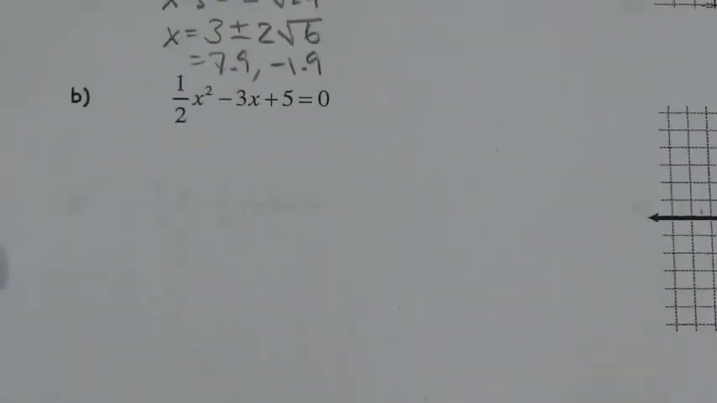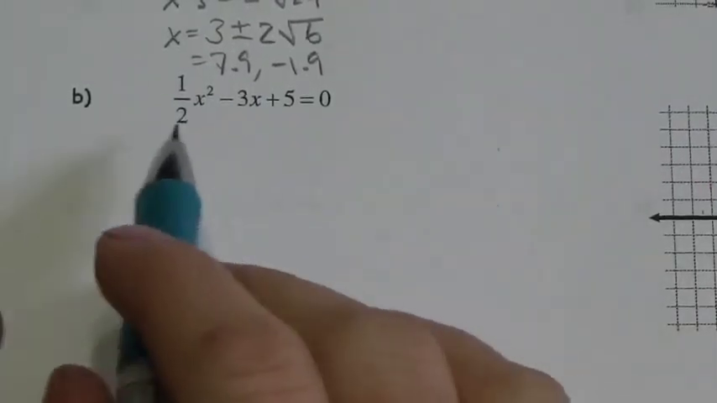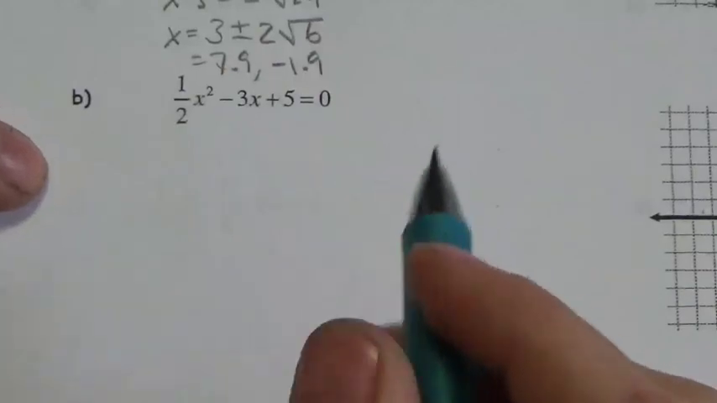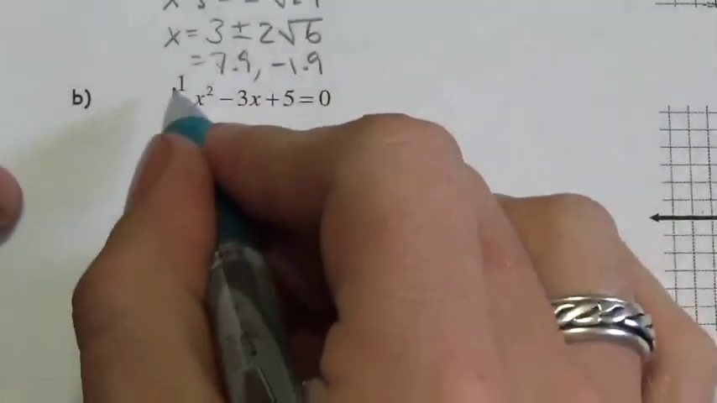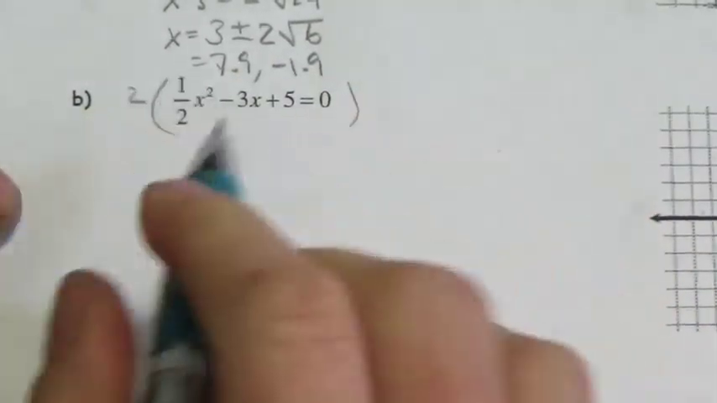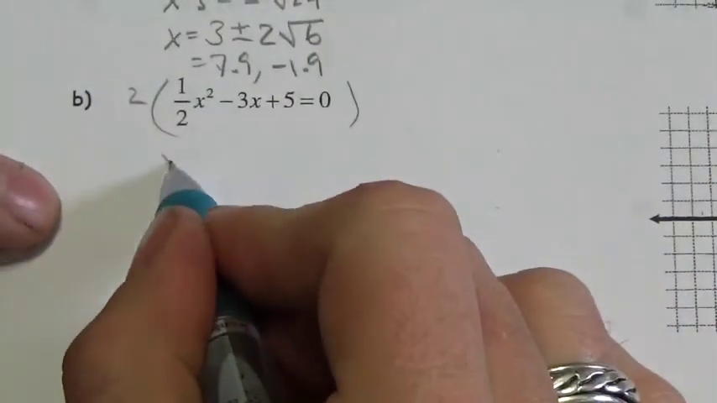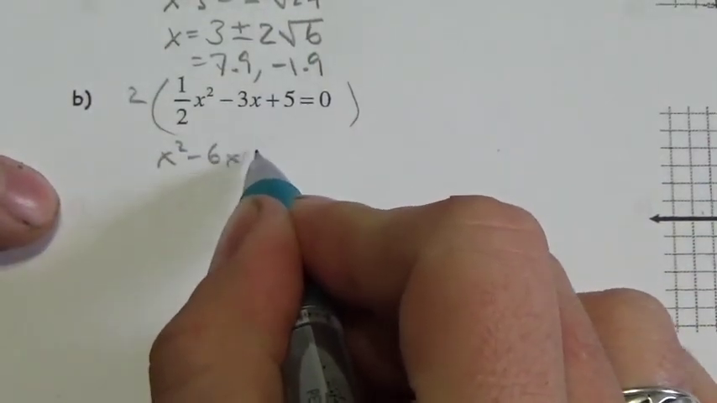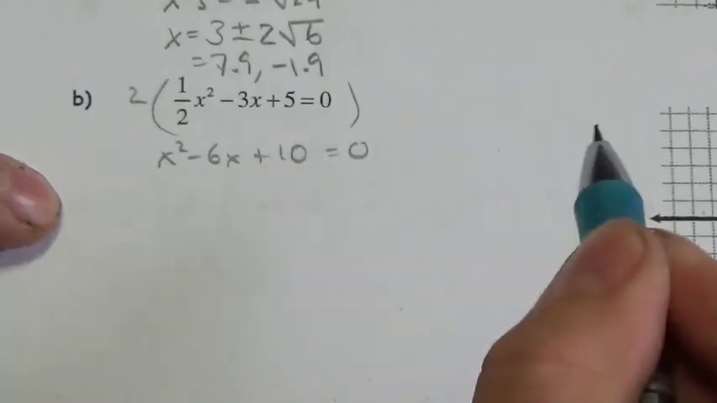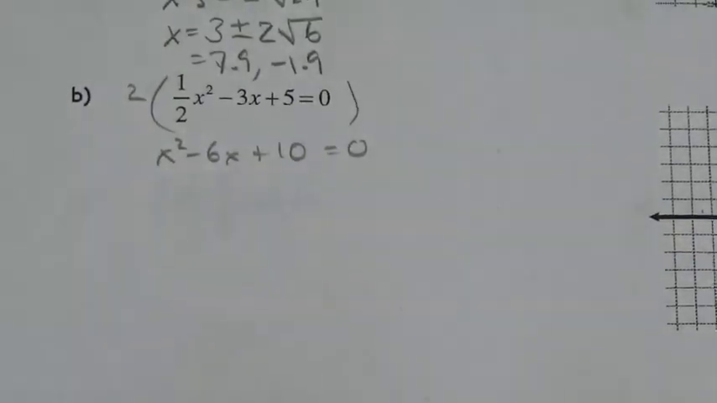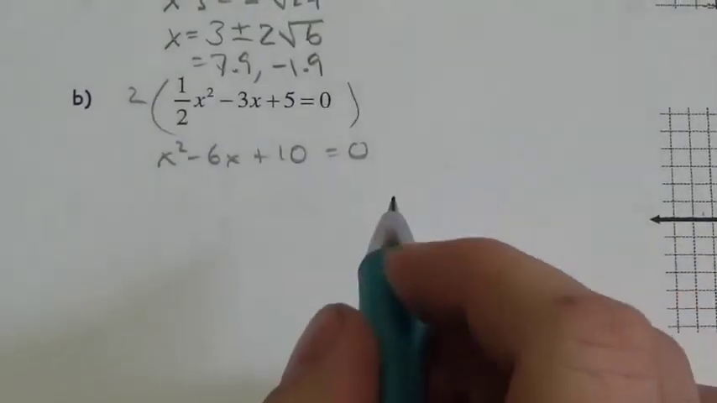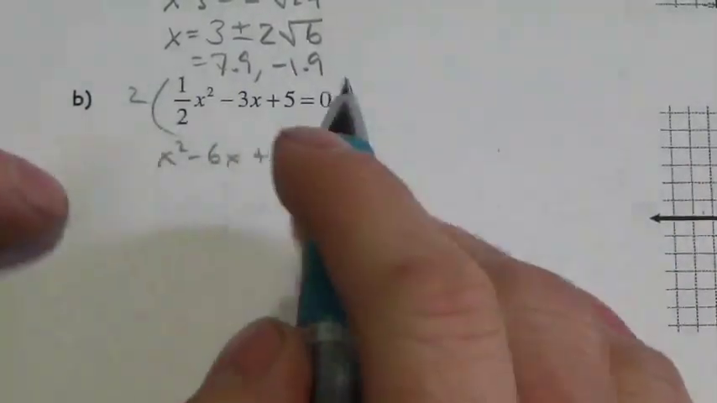All right, let's take a look at this next question. When I see it written like this, the first thing I see is this fraction here. Because it's an equation, I'm going to get rid of that fraction. I'm just going to multiply everything through by 2, and that's going to get me x squared minus 6x plus 10 is equal to 0. Okay, and I find that a lot easier to work with right now. And I haven't really done anything because it's an equation here.